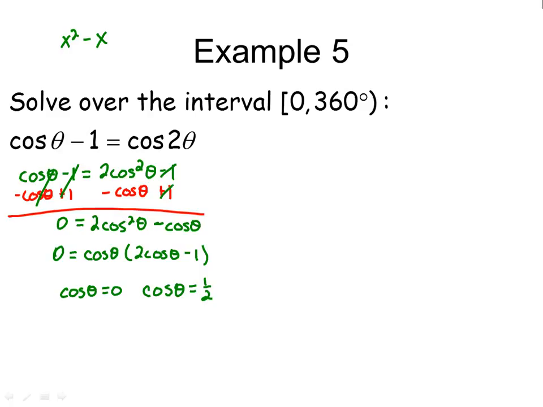And then look at your unit circle. Where is cosine theta equal to 0? We're in degrees, so look at your domain. Where is cosine equal to 0? You're at 90 and 270. Where is cosine equal to 1/2? You're at 60, and it's going to be in quadrant 4 somewhere, 300.